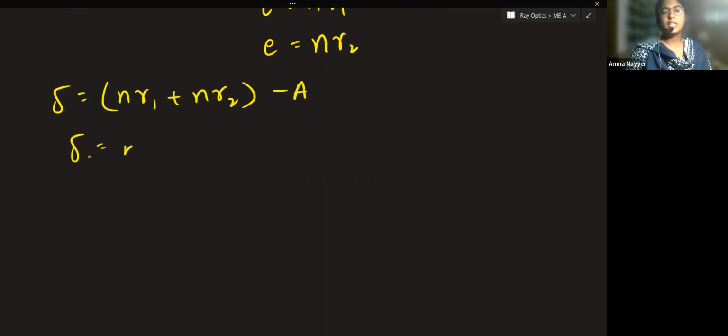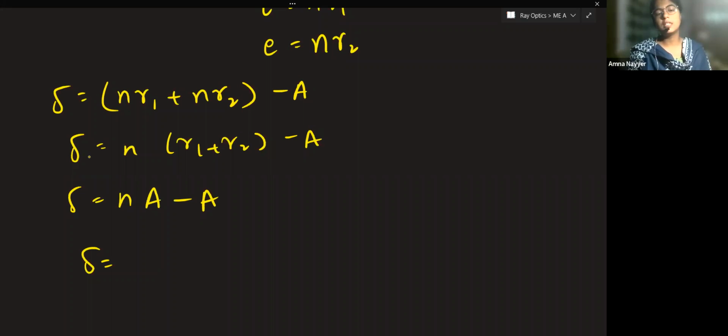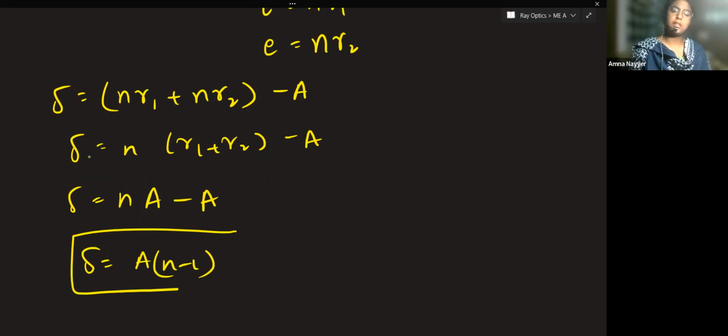Take n common, that becomes r1 plus r2 minus A. What is r1 plus r2? A, angle of prism, so nA minus A. Take A common, that becomes A times (n minus 1). All right, write it down.